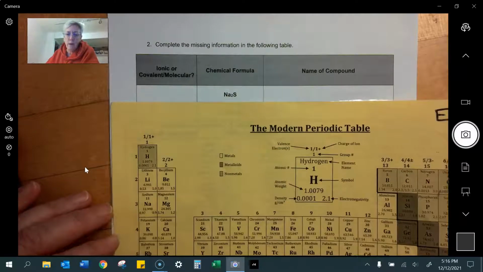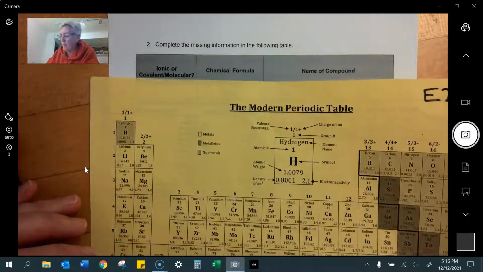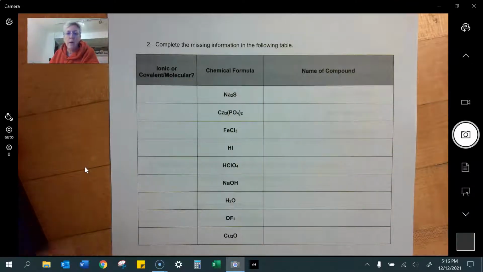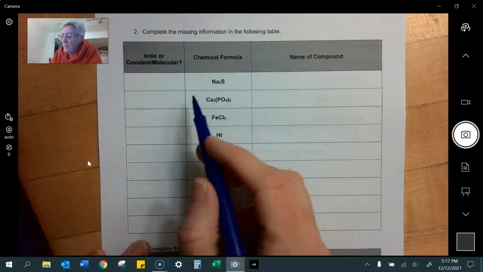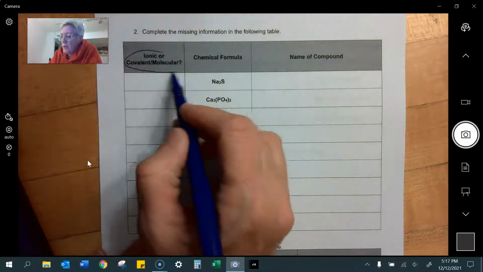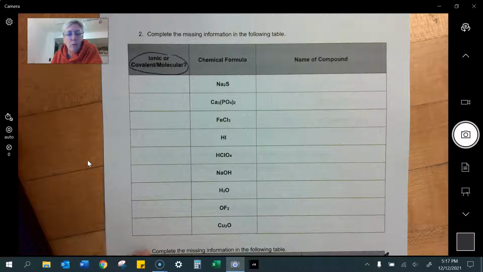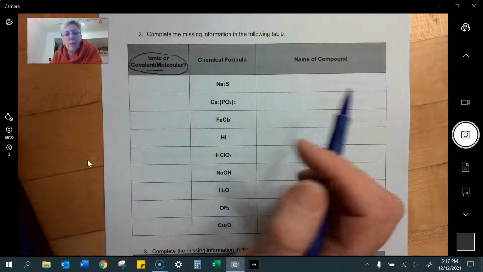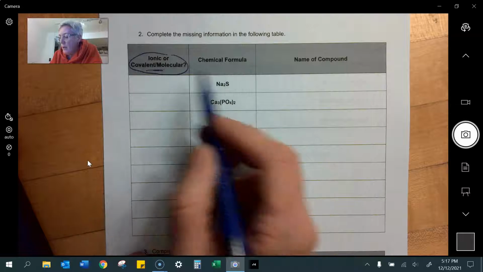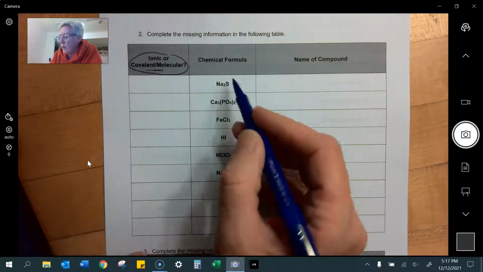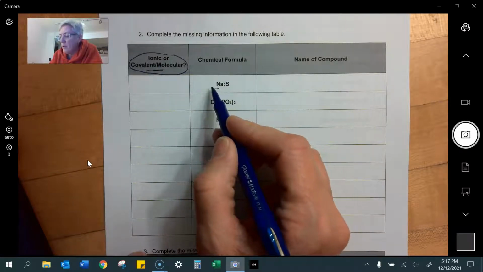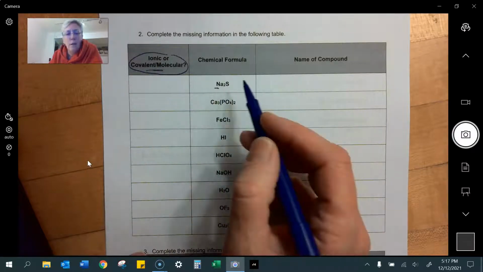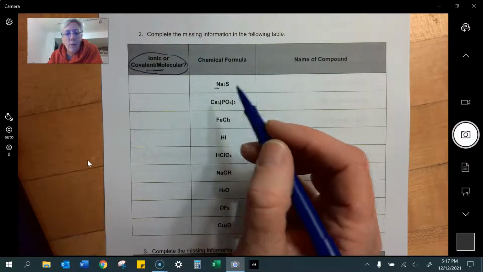You definitely need to have your BFF or your periodic table handy. Okay, and let's just go through these things and name them. So the first one, this first column is just here to help you remember the rules, or remind you to figure out what kind of compound you have, because that's going to affect how you name it. So ionic or molecular, ionic or covalent. The first thing you have to do is ask yourself, is there a metal? Because if there's a metal, you name it a certain way.